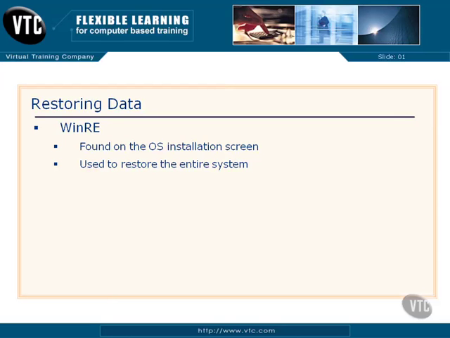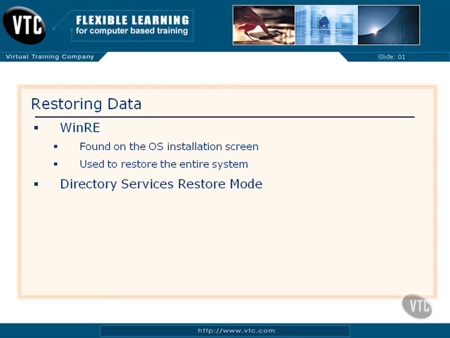So you've done a backup of everything and you want to put everything back like it was. You're going to use WinRE. And you're going to kick off the installation with your CD, and then you're going to choose Repair, and this will throw you into WinRE.